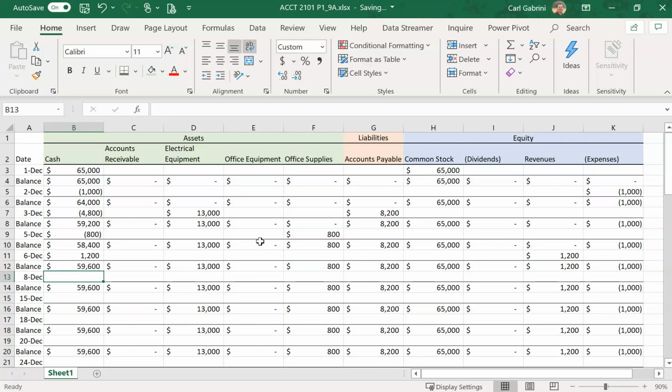All right, December 8th, the company purchased $2,530 of office equipment on credit. Okay, so now we've got office equipment. So $2,530, this is December 8th. So $2,530 office equipment. Boom. Now where does the other part of it go? We're going to put it into a payable. Okay, so we're going to increase our payable $2,530. Okay, our accounting equation is still in balance.